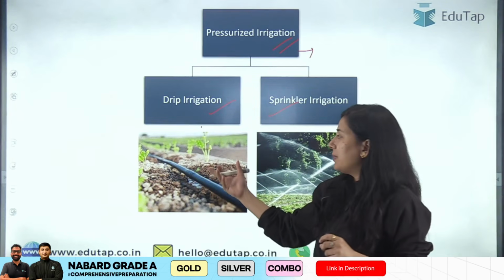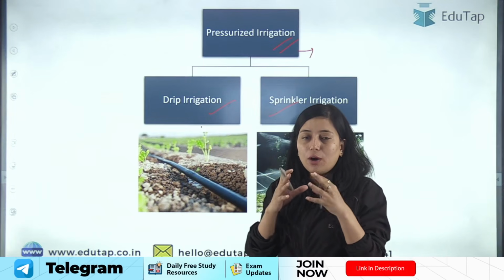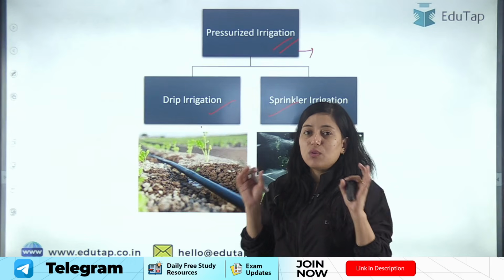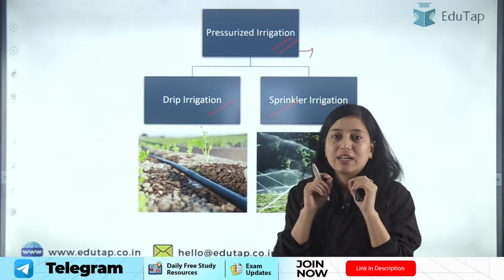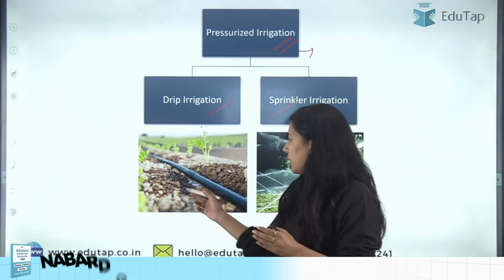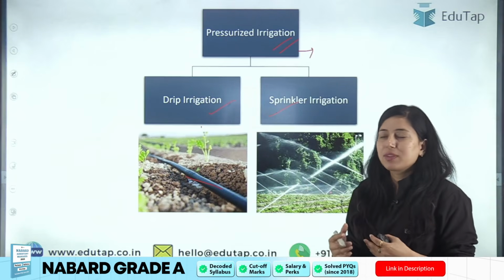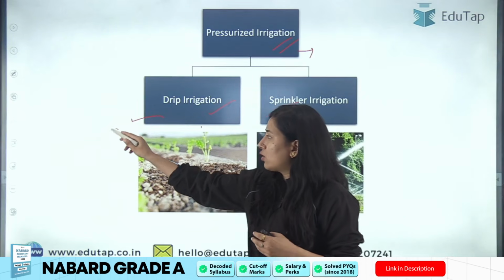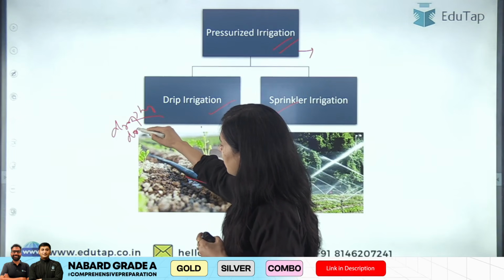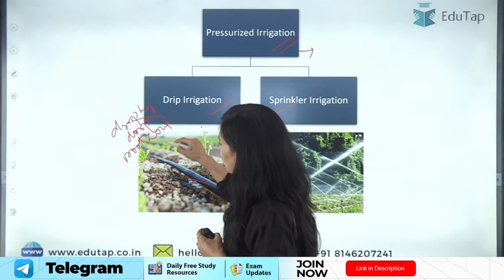Drip irrigation. What is drip irrigation? Basically here we irrigate the crop root zone drop by drop. We are not irrigating the entire field. Rather, we are irrigating only around the root zone of the crop. You can see through this pipe, we will be discussing it in detail, but understand that drop by drop the root zone is irrigated. Direct application is done at the root zone.